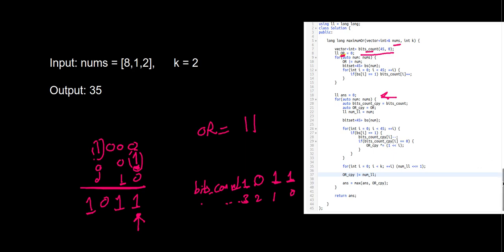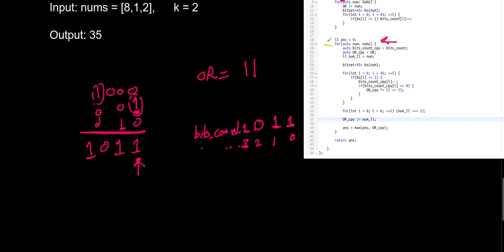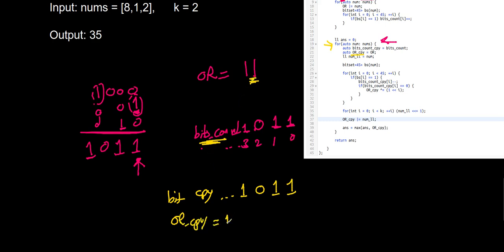Now we will iterate over all the numbers. Let's take a copy of the bit counts. So the bit count copy will contain the same values, which are 1, 1, 0, 1. All the other values are 0. And OR copy equals 11. We make a copy so that we don't affect the original value. OR copy equals 11.